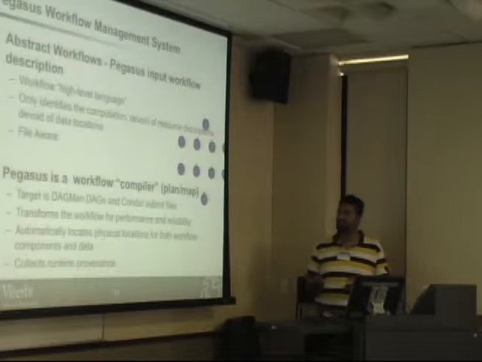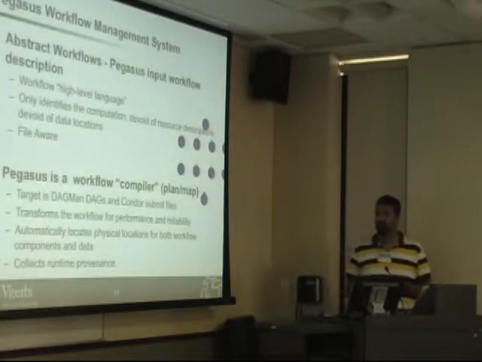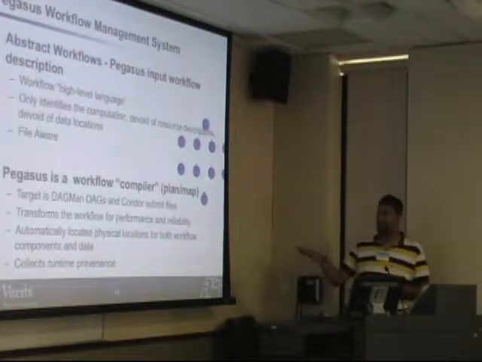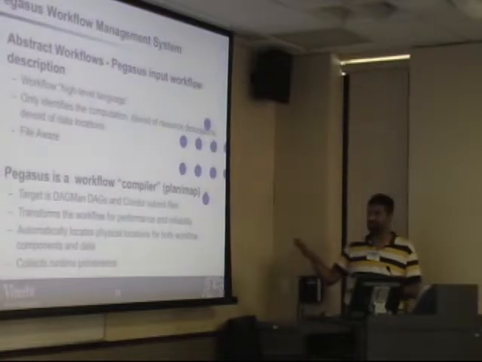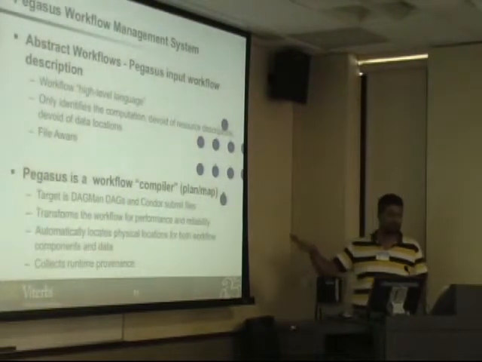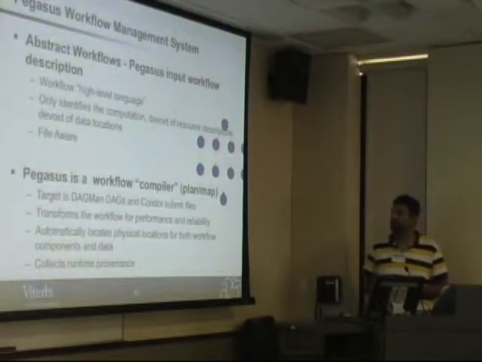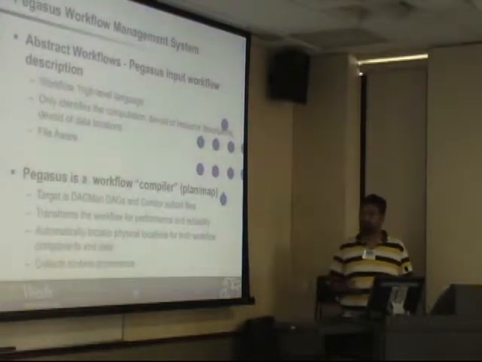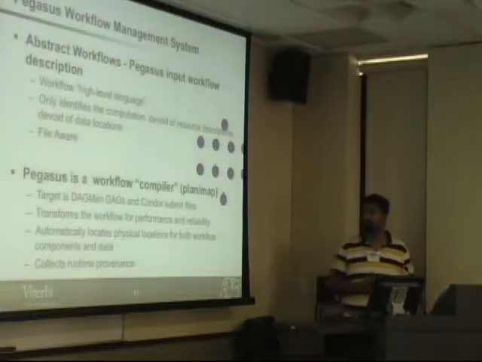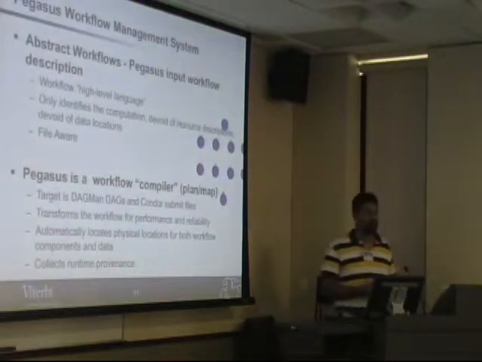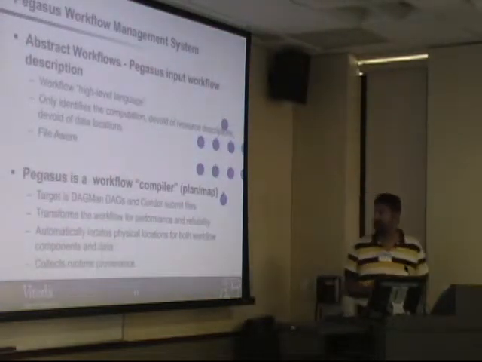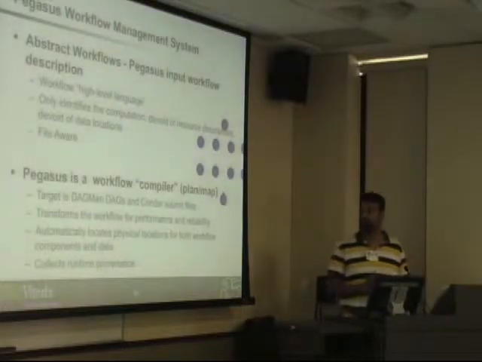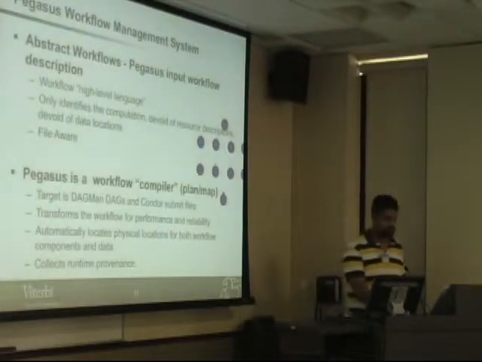So you can think of Pegasus as a workflow compiler. In this case, our targets are Pegasus, DAGMan DAGs, and submit files, which for the time being you don't need to worry about. And as part of compiling this workflow, we transform the workflow for performance and reliability. We'll automatically locate physical locations for both workflow components and data, and collect some provenance.